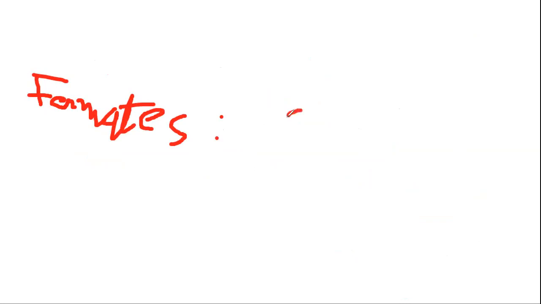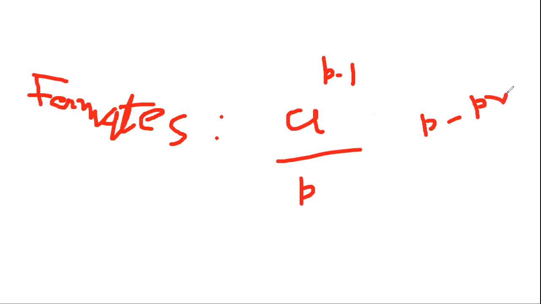So what is Fermat's theorem? Fermat's theorem is a to the power p minus 1 upon p. So if there is any expression which is in the form of a to the power p minus 1 upon p, where p is a prime number, and a and p both are co-prime. Co-prime means what? They do not have any factors common in between. A and p both are co-prime.